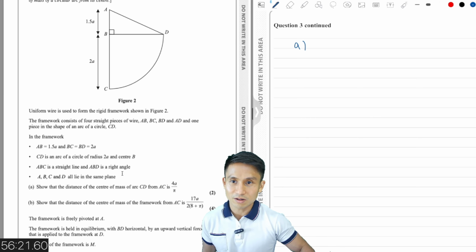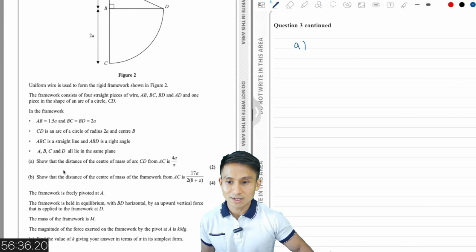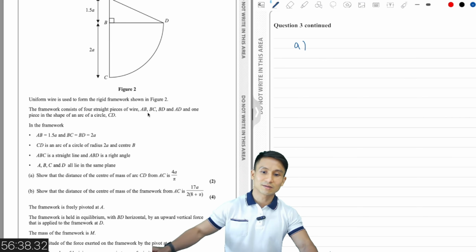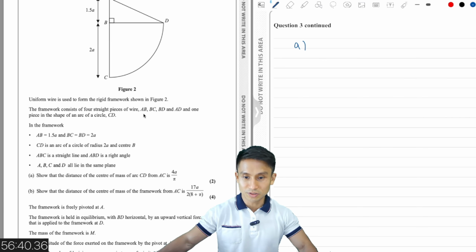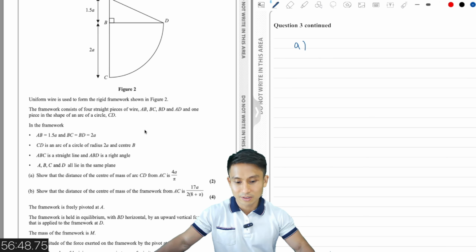In the framework, we get all the distances here. CD is an arc of radius 2a, center at B. ABC is a straight line. ABD is a right angle triangle. ABCD all lie in the same plane. Good. Show that the distance of the center of mass of arc CD alone from AC is 4a over pi. All right.